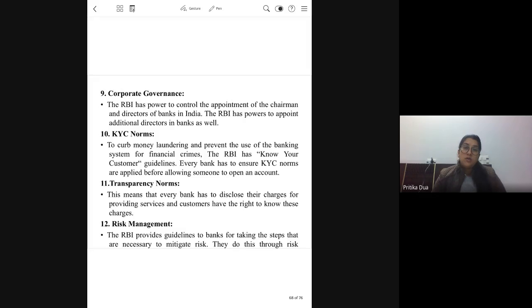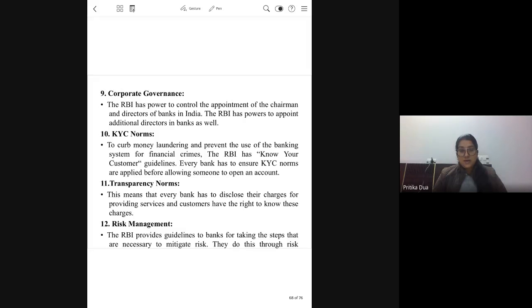Then KYC norms. All of you are well aware of KYC. Whenever you go for opening of an account with a bank, then some norms are to be followed. Your identity proofs are required by RBI. So all this is laid by RBI. Then any transparency norms, what interest the bank is charging, and each and everything related to the banking services which are offered to the customer should be handled in a very transparent way.